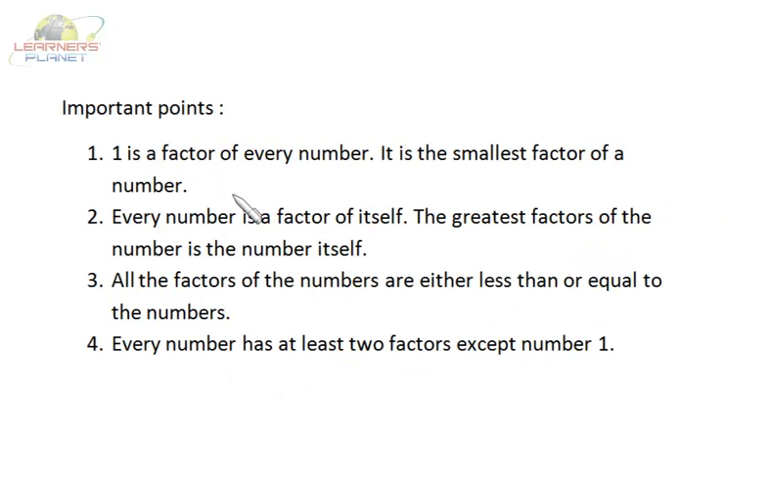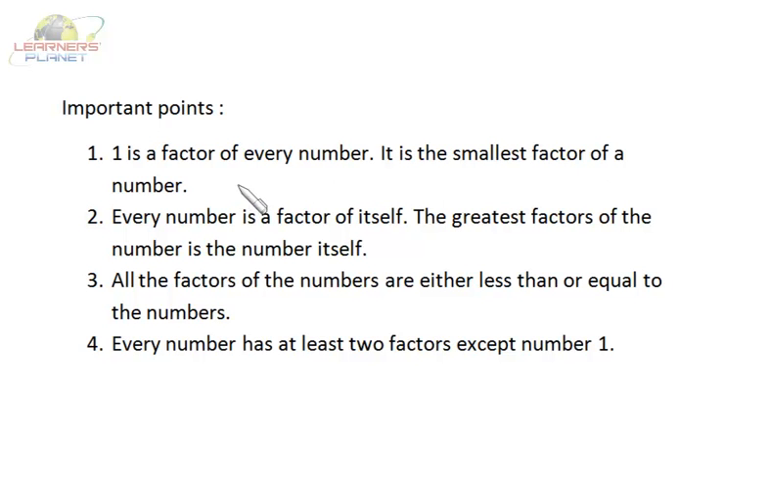Now let's see some important points. Kids, you should keep all these points in your mind. From these two activities, we have seen that one is a factor of every number. That means in the activities we have seen that one was the factor of 8, one was the factor of 12. Okay, so 1 is a factor of every number. Okay, it is the smallest factor of a number.